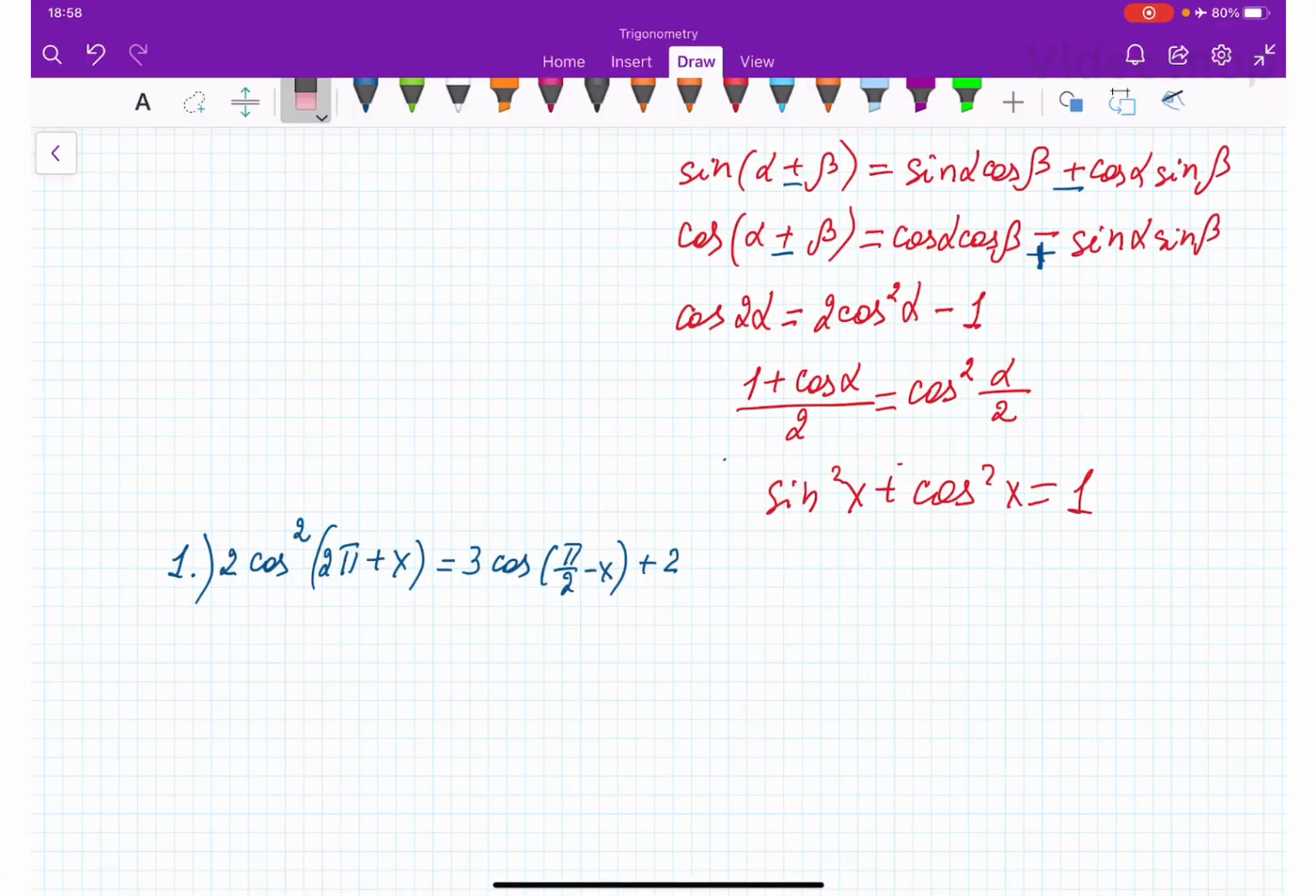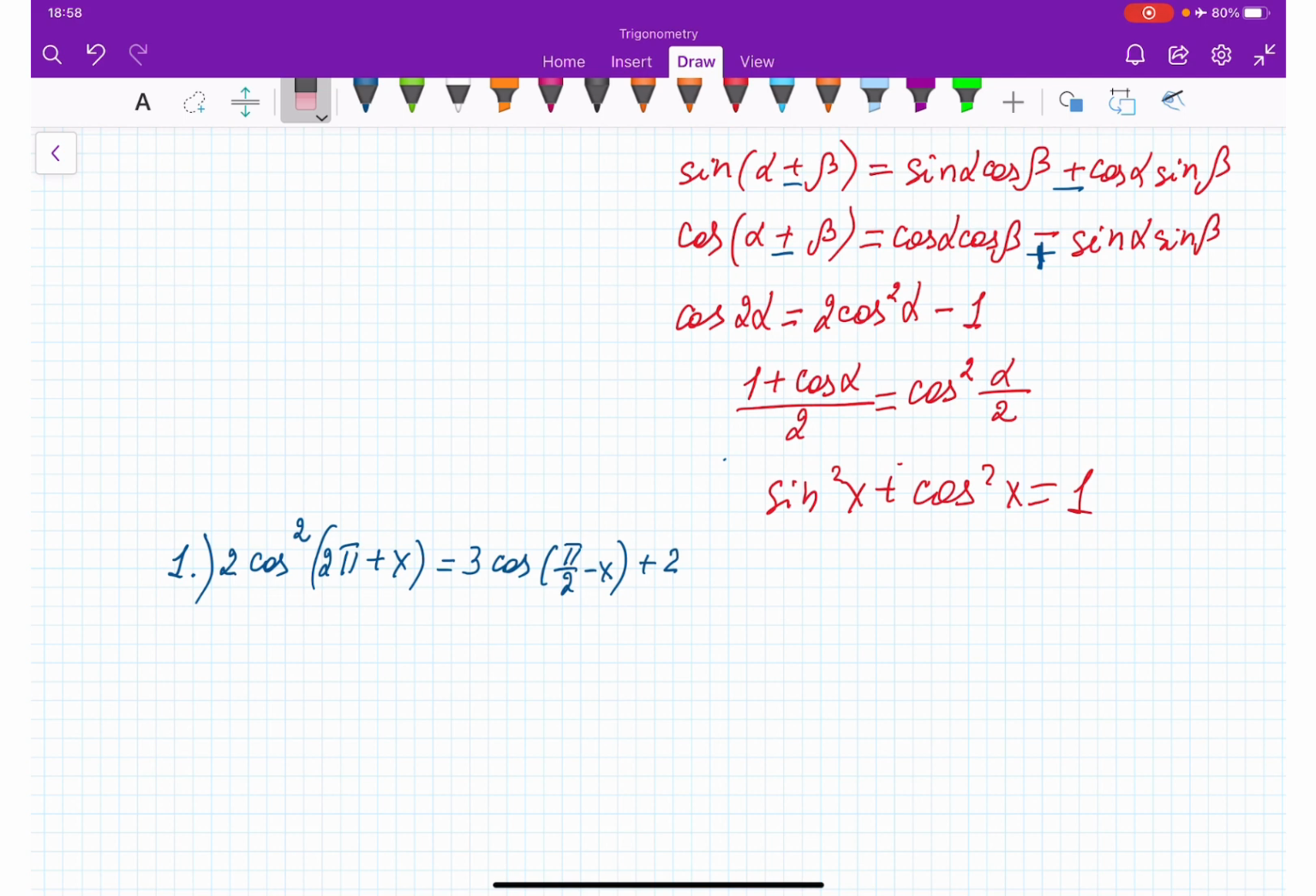Okay, let's solve the following equation. 2 cosine squared (2π + x) equals 3 cosine (½π − x) + 2. First of all, I want to get rid of the square, the cosine squared. I have 2 cosine squared (2π + x).